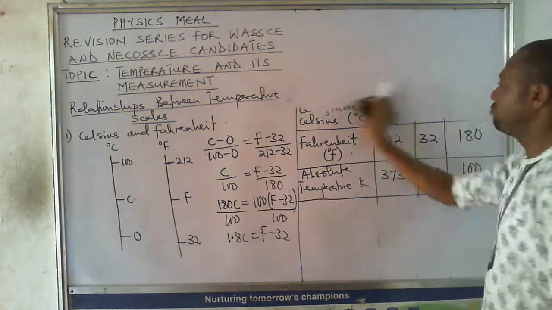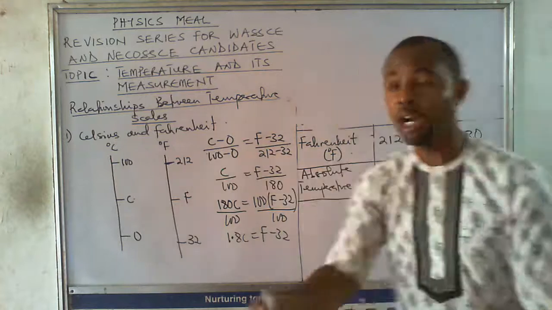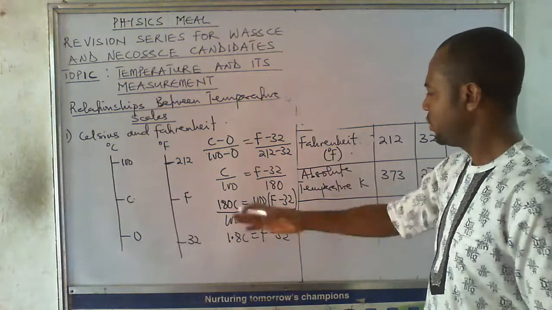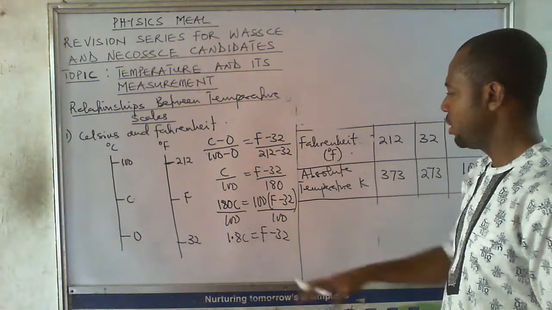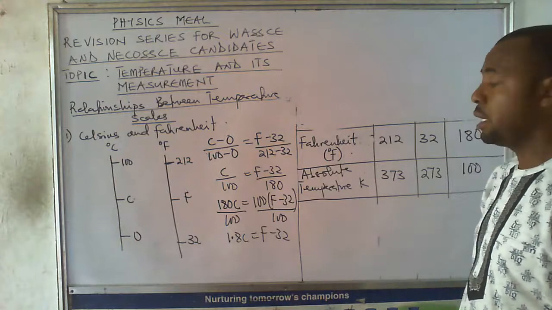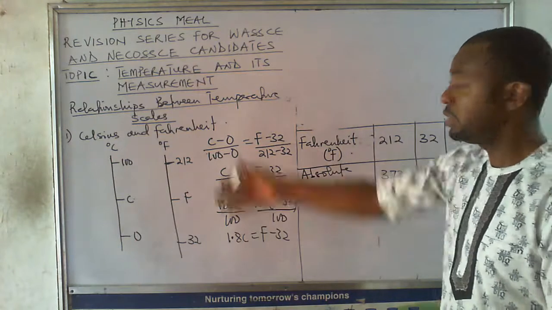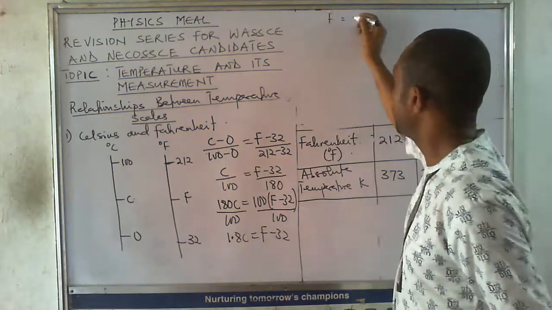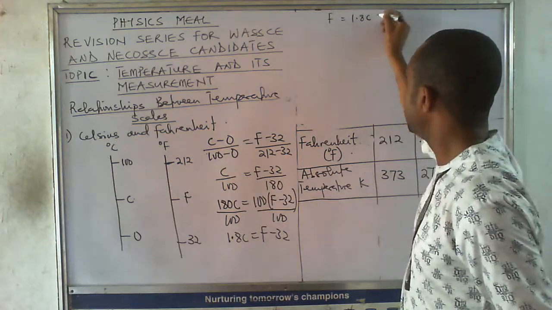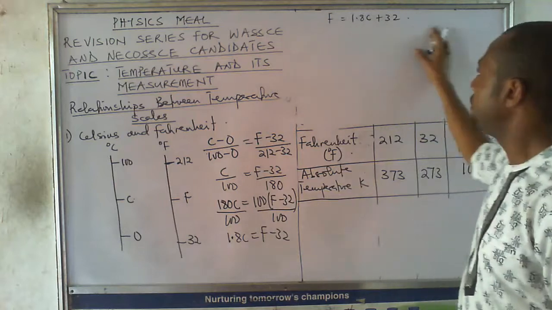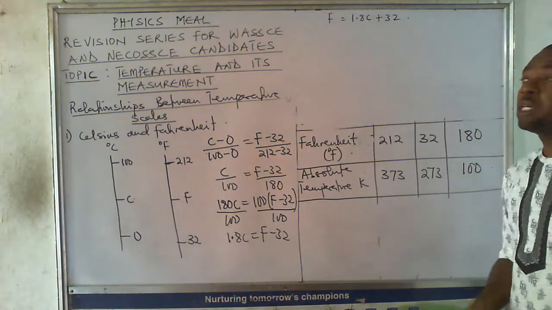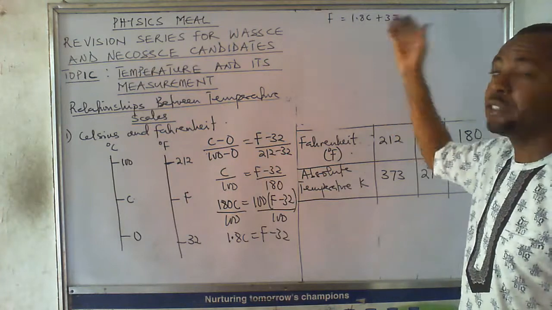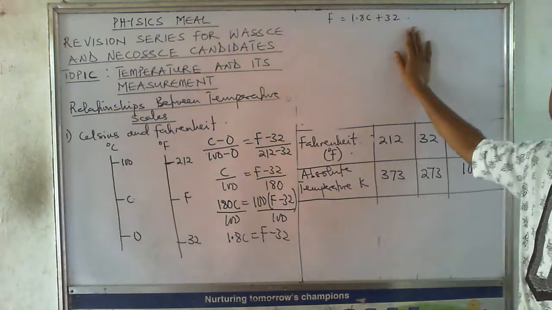The important thing why we have to do this is so that you know how it's derived, in case you forgot the formula, you can actually derive it again. So from here, if we make F the subject, we have F equals 1.8C plus 32. Now this is the relationship that exists between the Fahrenheit and the Celsius scale. That's the relationship that exists between them.